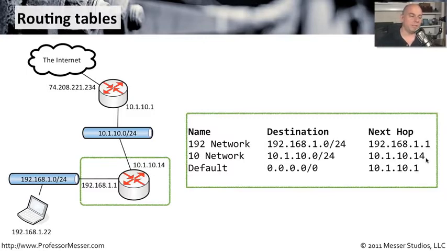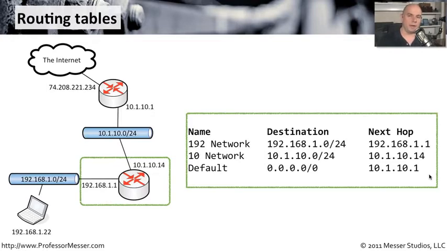Now, if traffic is going somewhere else, for instance, it's going out to the internet somewhere, then we need to have a default route inside of this router that says if you're going anywhere else of 0.0.0.0/0, then you need to go to the next router up the line, and its IP address is 10.1.10.1. Now, notice in my view, I have not put any metric numbers on any of these routes just to simplify things as we're going through this.